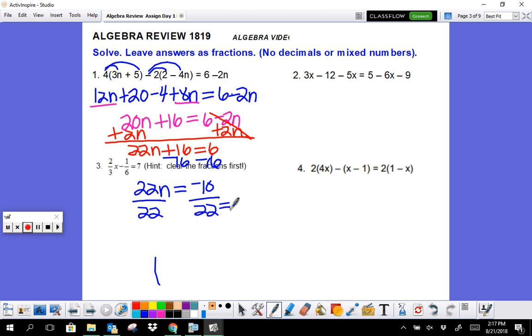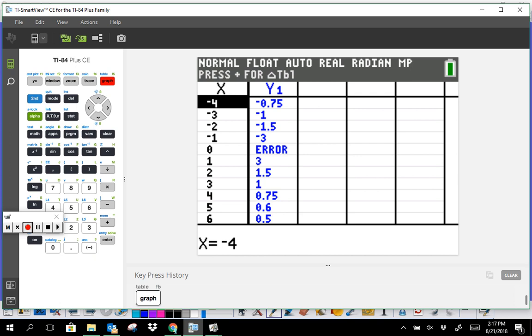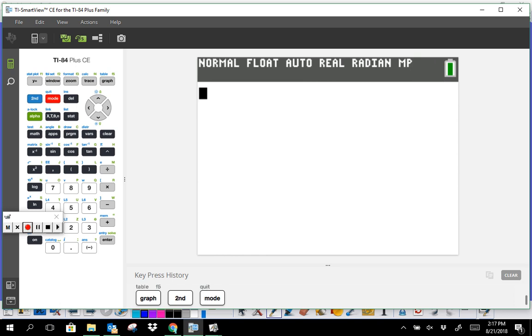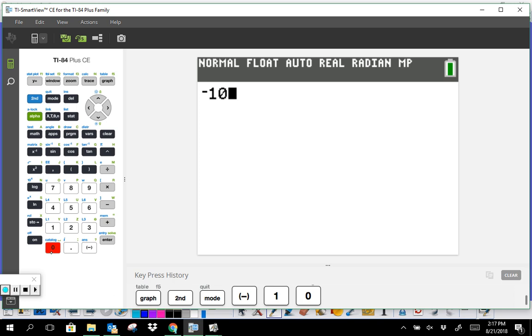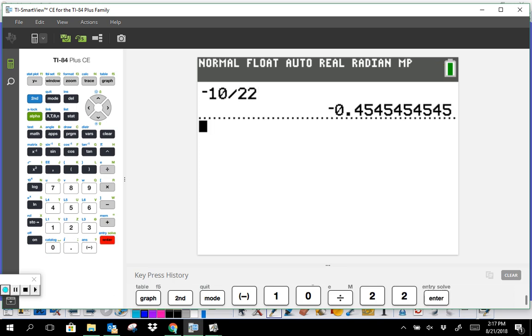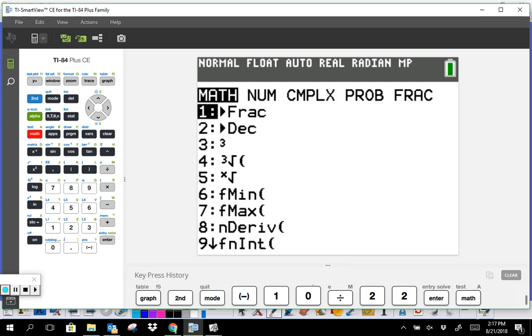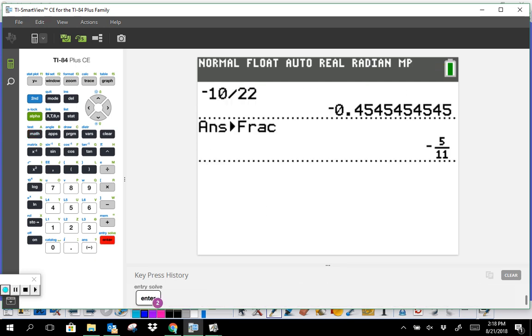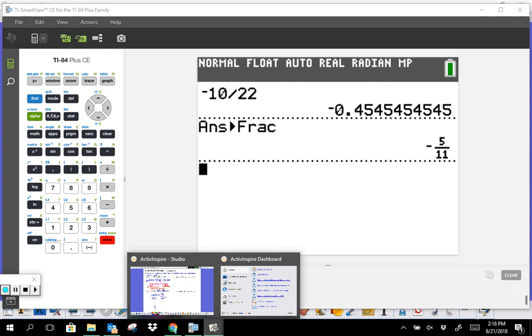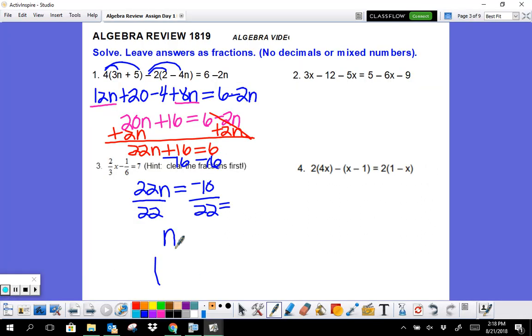And I'm just going to type that in my calculator just to make sure that I do this correctly and I don't reduce it wrong. So I have -10 divided by 22. And then remember, no decimals, so I'm going to hit math, enter, enter. And it gets me -5/11. Okay, so n here is -5/11.